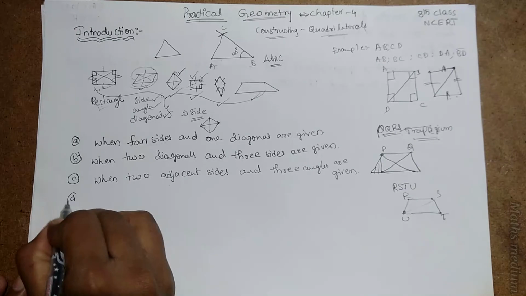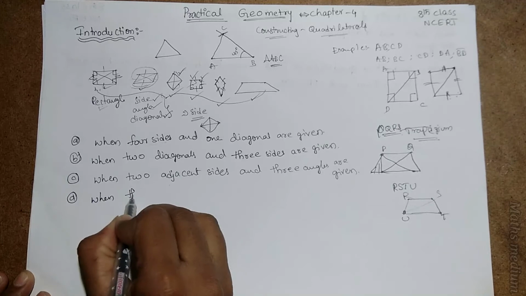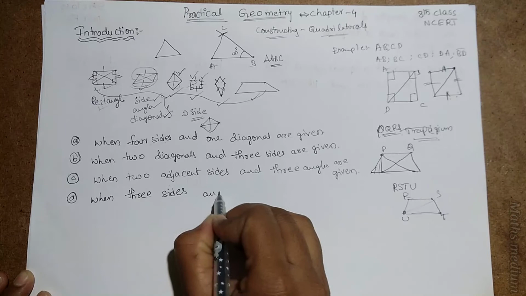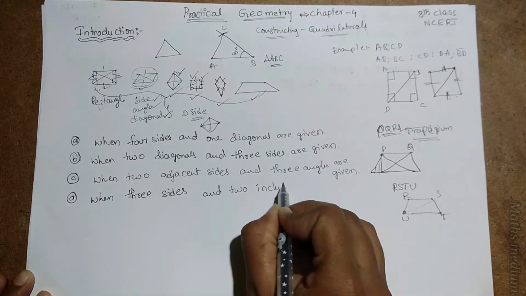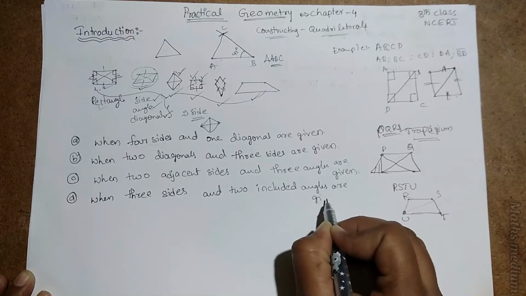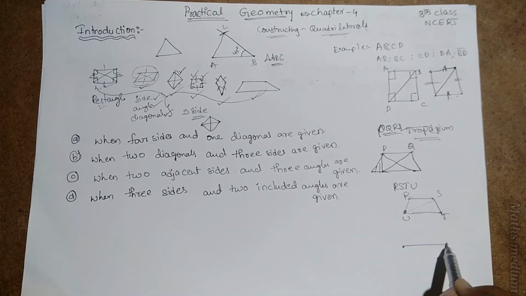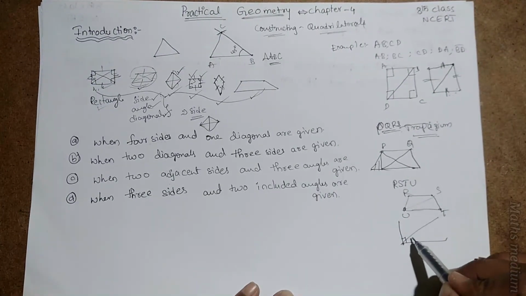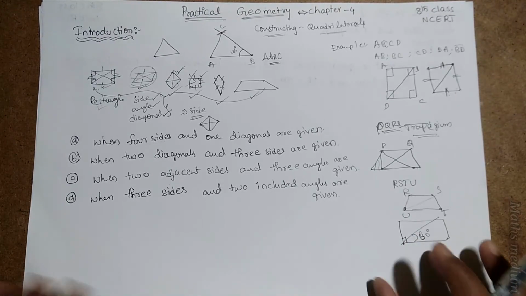Next, coming to D, when 3 sides and 2 included angles are given. Here we know about the angles, but included angles are nothing but, if you take a base like this, here is one angle, a right angle, and here is another angle like 30 degrees or 60 degrees, etc. Then we have to construct a quadrilateral like this.